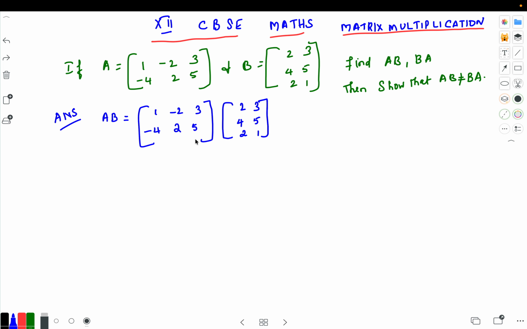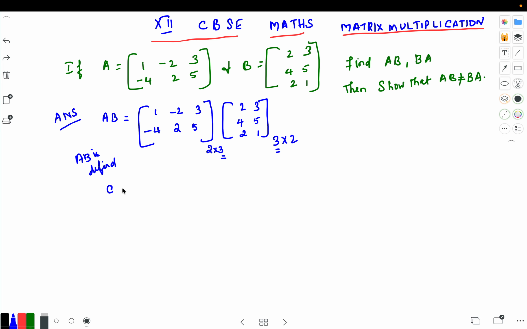To multiply two matrices, first we have to find the order of the matrices. The order of A is 2 by 3, and the order of matrix B is 3 by 2. Next we have to check whether the number of columns in matrix A and the number of rows in matrix B are equal. Then AB is defined. Here AB is defined.